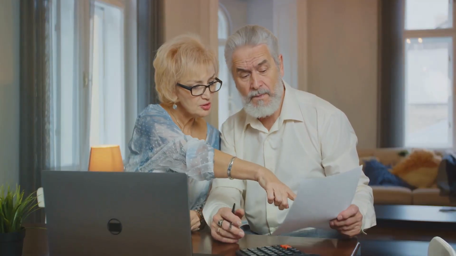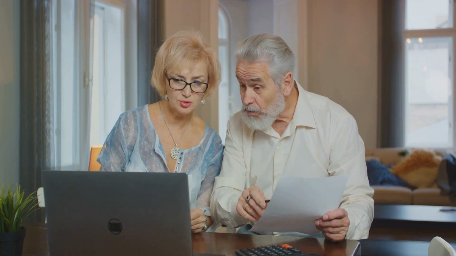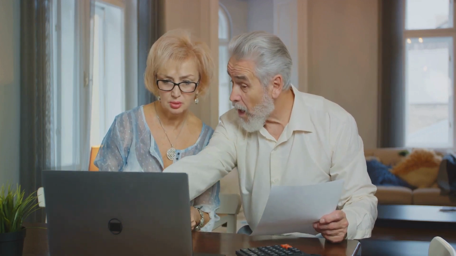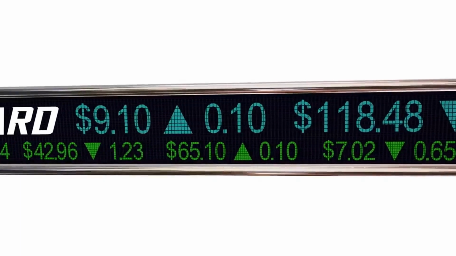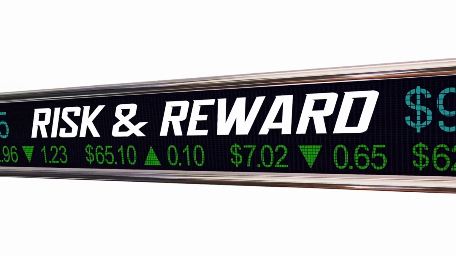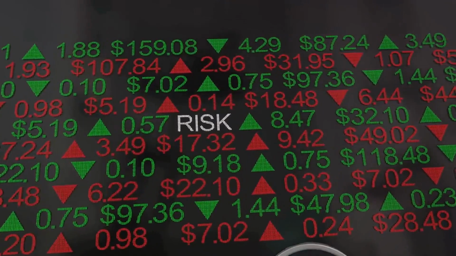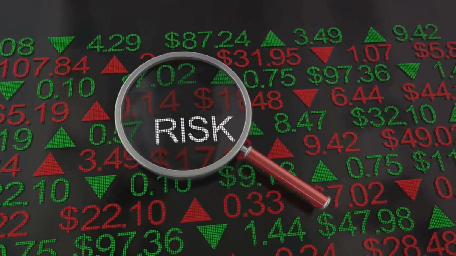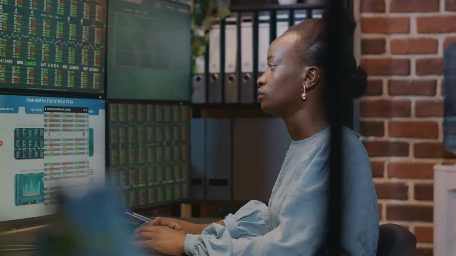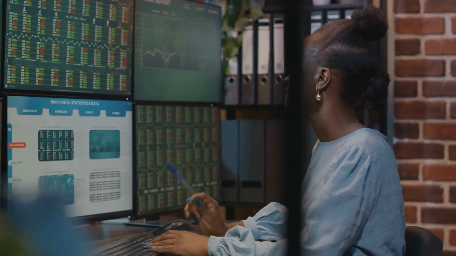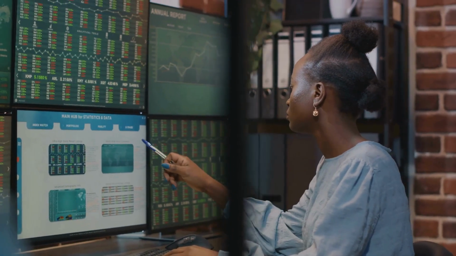The key is to understand your own risk tolerance. It helps you choose investments that align with your comfort level and financial goals. Remember, there's no one-size-fits-all strategy here. What works for someone else might not work for you. But here's the thing to remember. Higher risk doesn't always mean higher returns, and lower risk doesn't always mean lower returns. It's all about finding the balance that works for you. So when you're considering an investment, think about your risk tolerance.